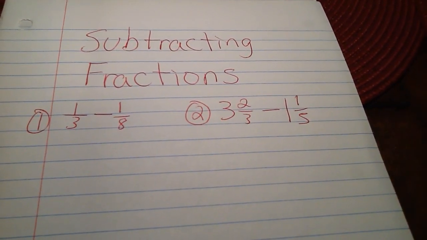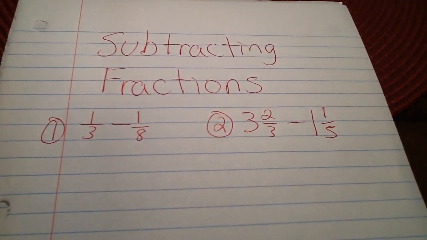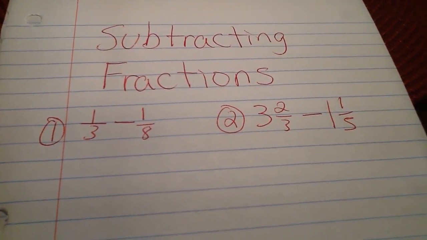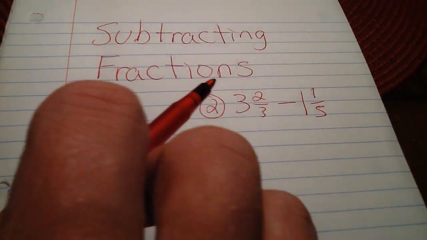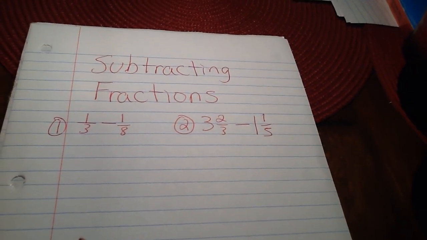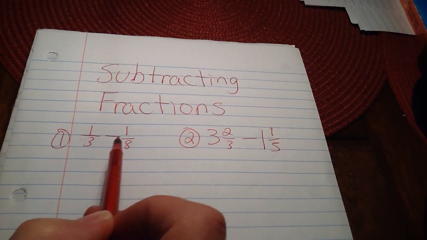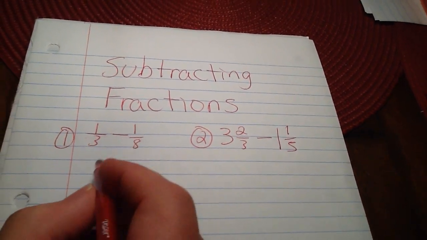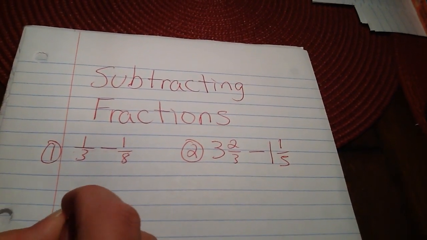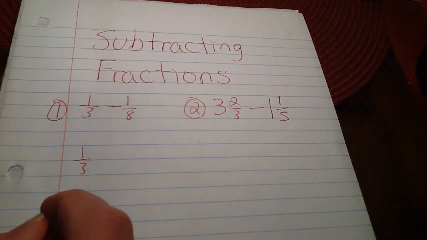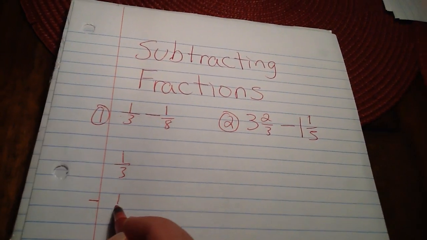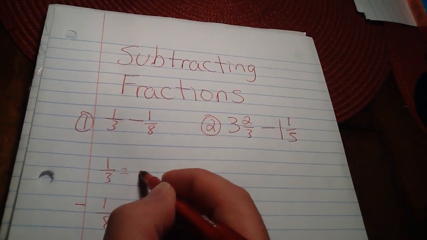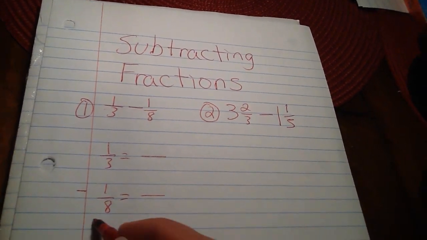So we're going to do a couple examples of subtracting fractions. These are by no means the only way to do these, but this is the way that I do teach and prefer. When you've got fractions horizontal, I change those to vertical. So 1/3 subtract 1/8. I would prefer that way because it's easier to show the results and everything that way.